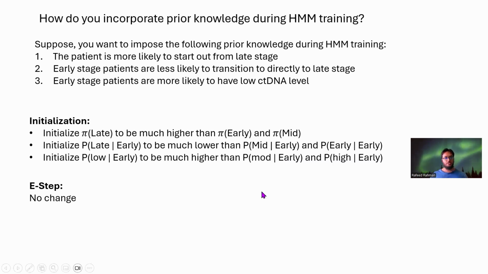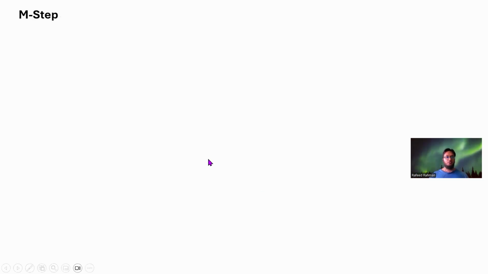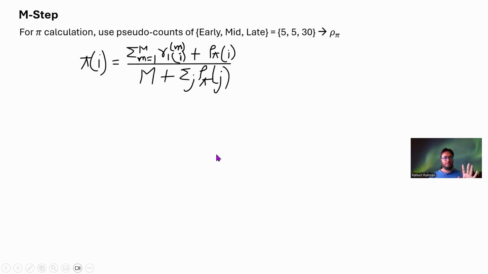The E step, there is no change. You just calculate your alpha, beta, gamma, and psi as we did before. The M step is more interesting. In the M step, for pi calculation, you use some pseudo counts. You provide the late with a high pseudo count of 30 and early and mid with a lower pseudo count, and you add those pseudo counts up. If we are working with late stage, then we are going to add 30 in the numerator, and in the denominator, we are only going to add 40, which will bias the whole probability a lot towards the late stage. And the opposite is true for early and mid.